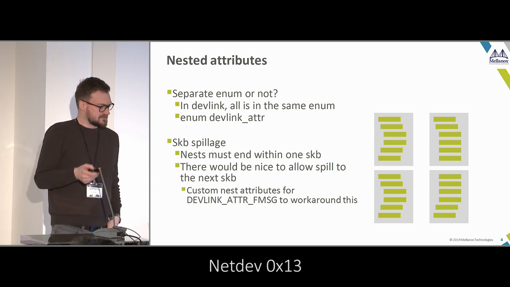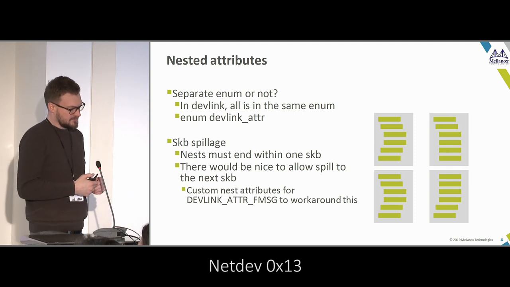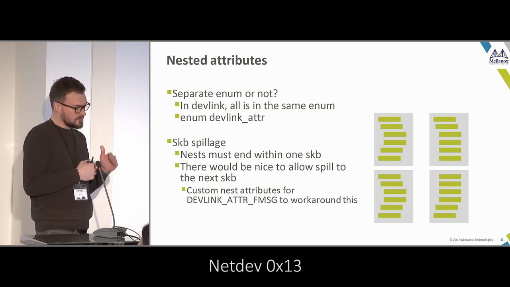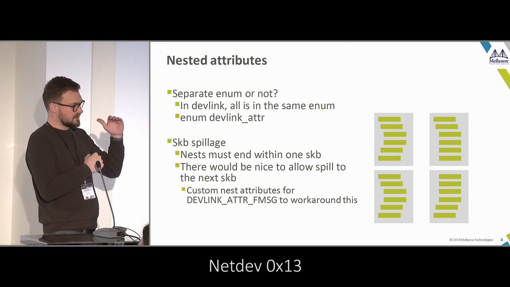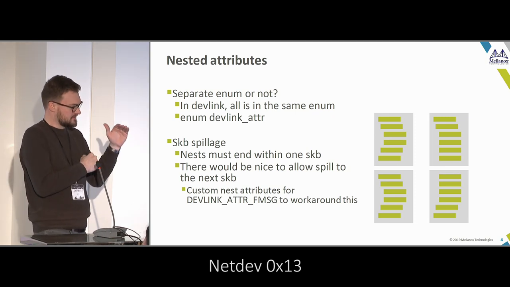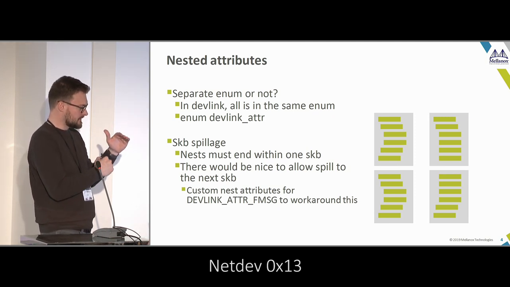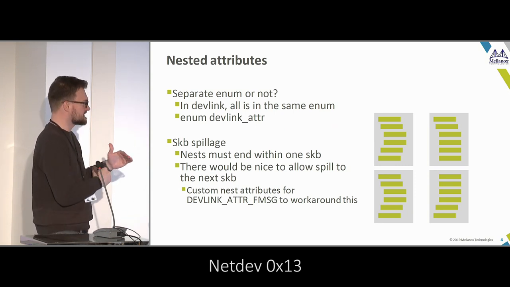Nested attributes. In DevLink we have all the attributes which are used by DevLink, it's one big enum. So the question is, do we want to have it in one big enum, or do we want to have separate enums for separate nests?